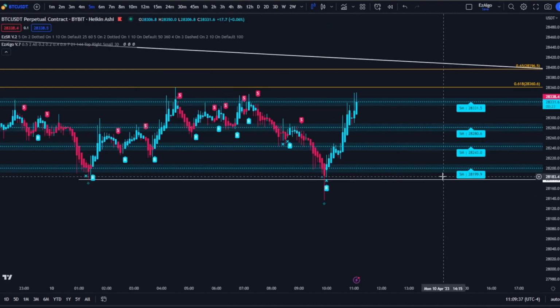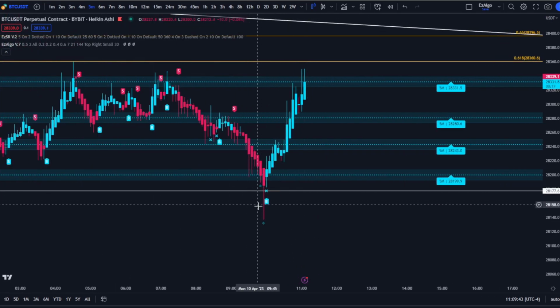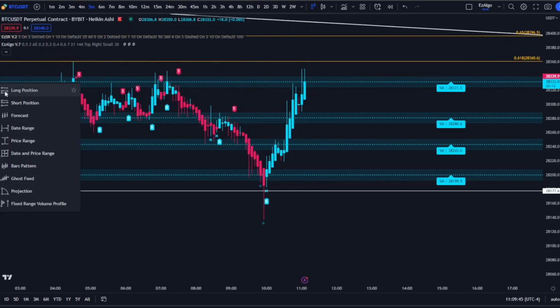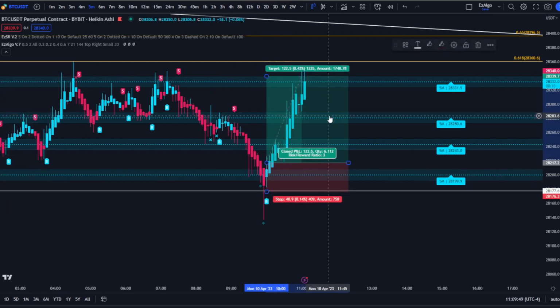We're also at a 5-minute support level on EzAlgo. So we sweep those lows, we have those reversal signals, and we reclaim with that buy signal on EzAlgo. These are the signals that you want to be taking. We are at key levels.